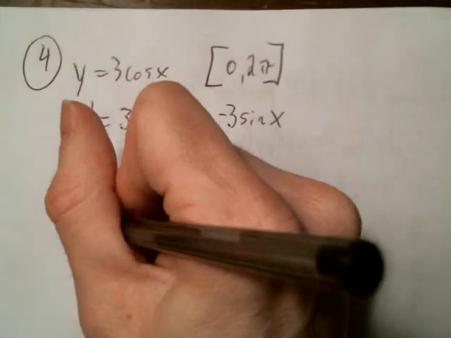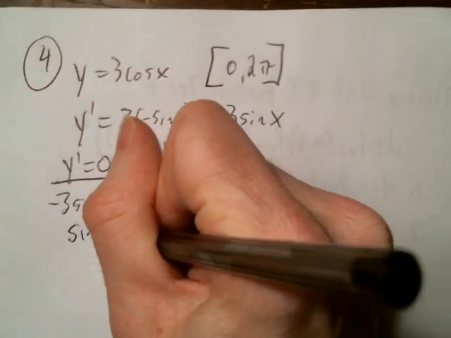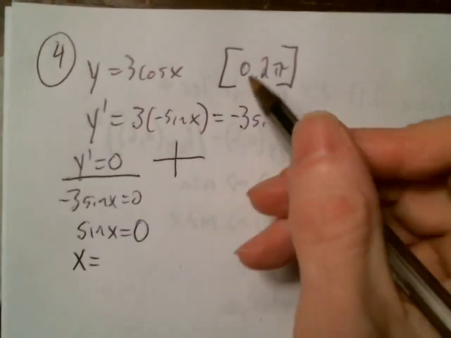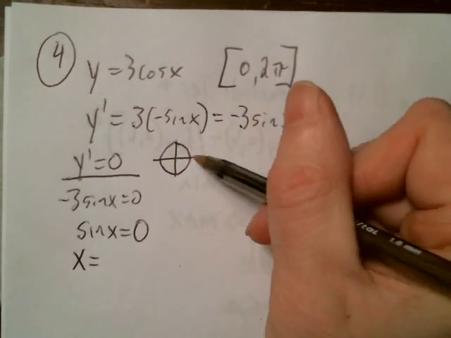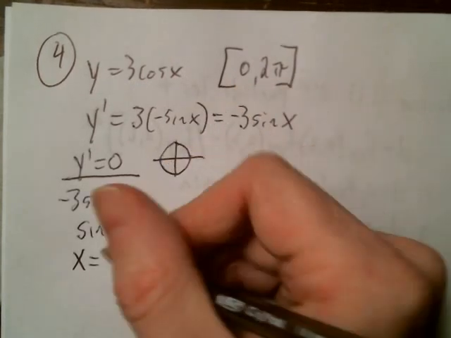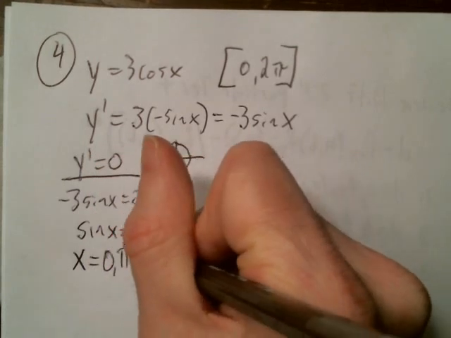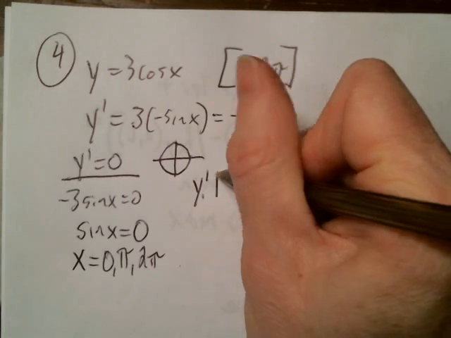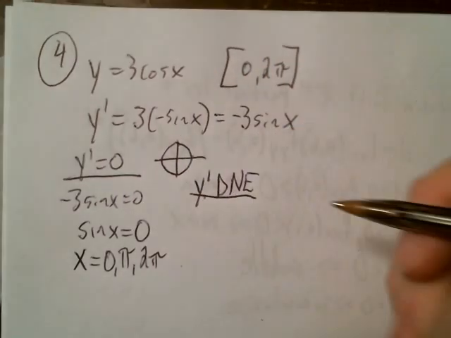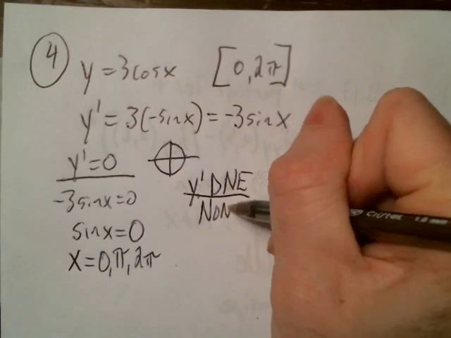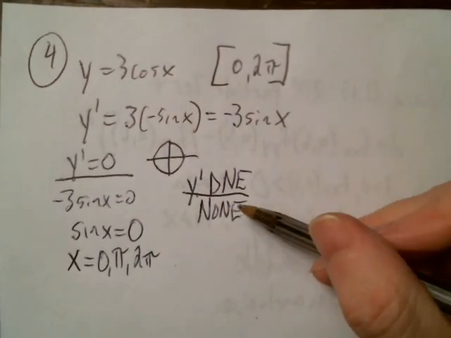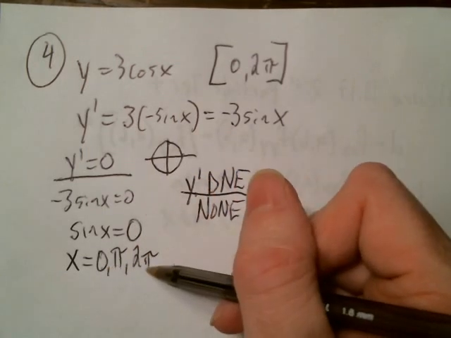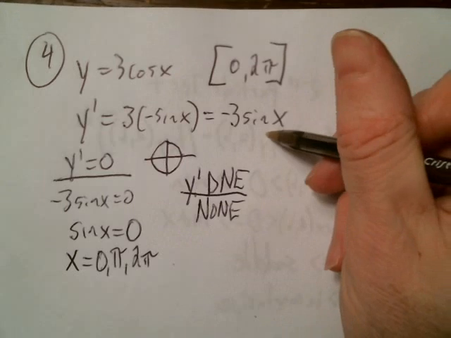I can divide both sides by -3. So I'm just looking for where sine of x is equal to 0, and that'll happen when x is equal to, well, on the unit circle, sine is equal to 0 at 0, pi, and 2 pi. Okay. Y prime is defined everywhere. So the question whether or not y prime does not exist, well, no, it's never going to happen. So there's no critical numbers from there. These two, 0 and 2 pi, are actually endpoints. So we would be checking those anyways.